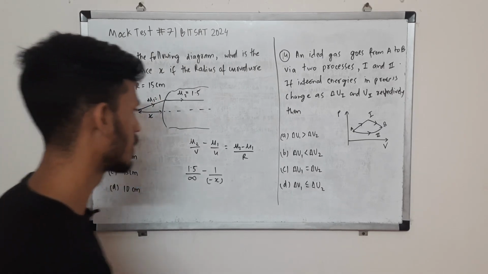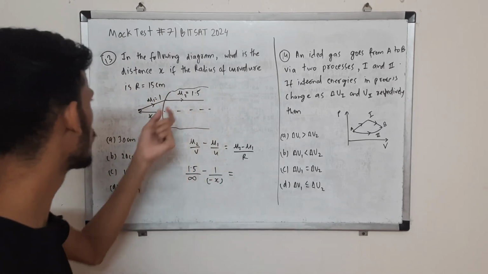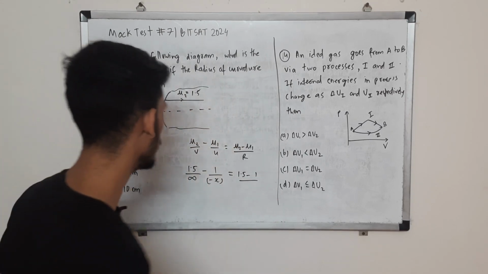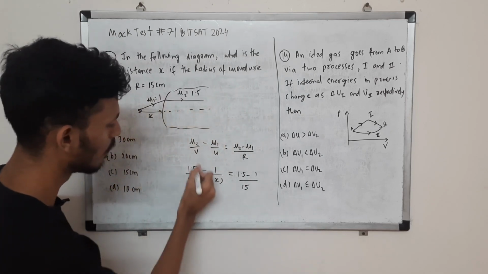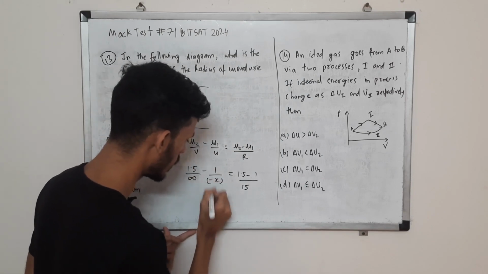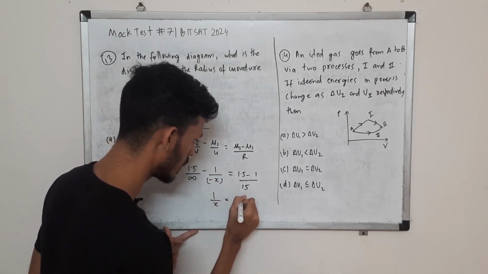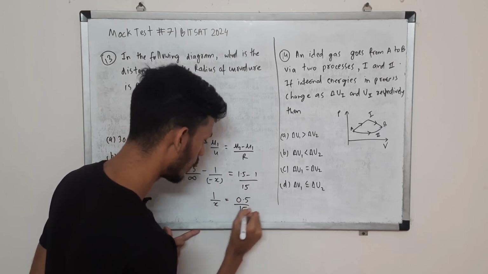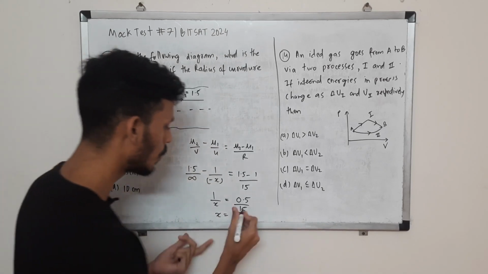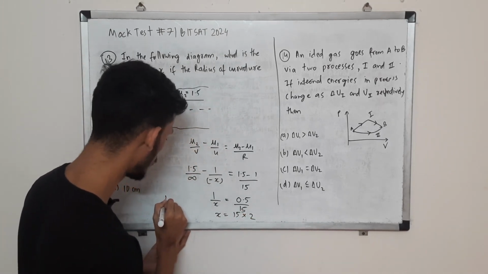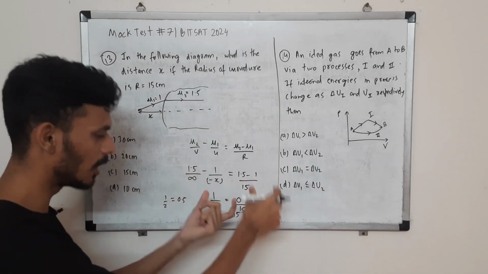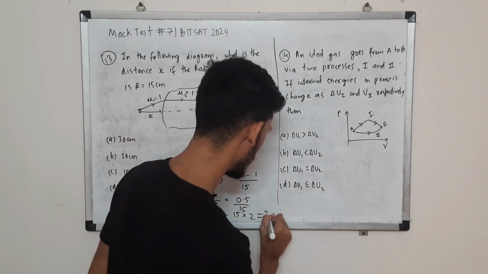Okay, so minus x, and then we have mu2 minus mu1, so 1.5 minus 1, divided by r. Radius of curvature is 15, so this term with infinity, basically a large number, will be 0. This is 0 and this minus becomes plus, so 1 by x is 0.5 divided by 15, or x is 15 divided by 0.5. 1 by 0.5 is 2, because 2 half is 0.5, so 15 by 0.5 is 15 into 2. Okay, so that gives us 30 centimeters.